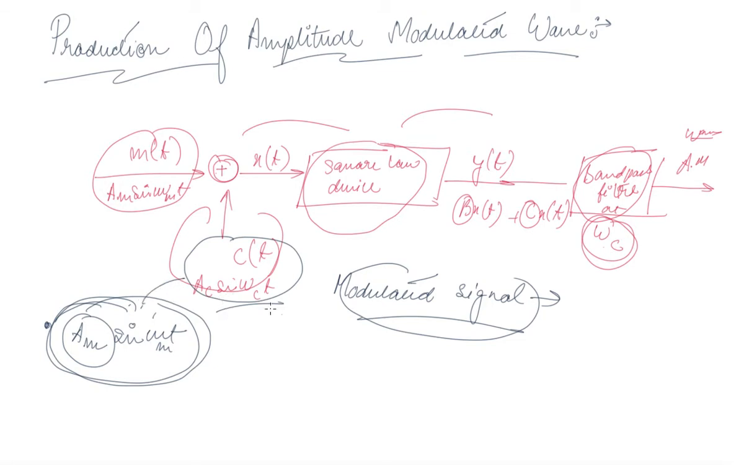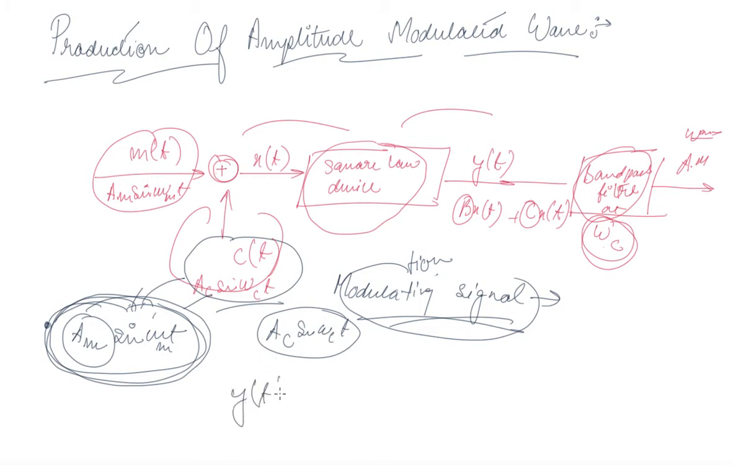And what is your carrier? Carrier is Ac sine omega ct. So this is what you have to know. Your modulating signal. Now this is not modulated, this is the modulating or modulation signal, the reason for the modulation. Now this modulating signal is given to the carrier wave. So in a way we can write w of t is equal to something we don't know.